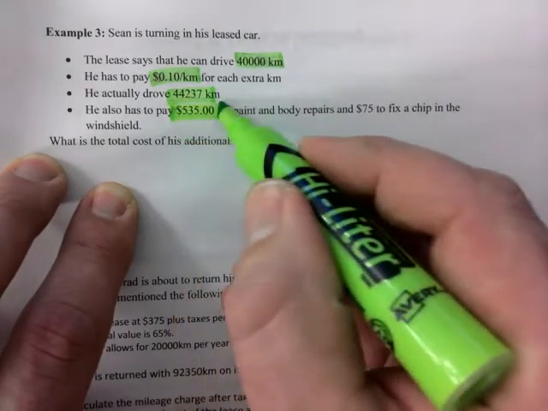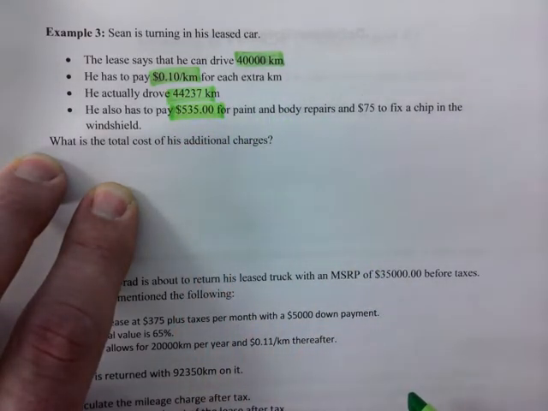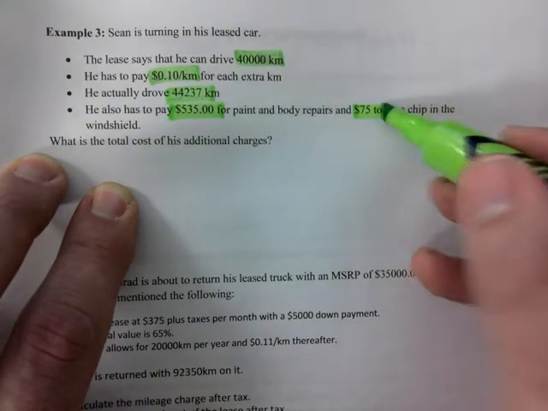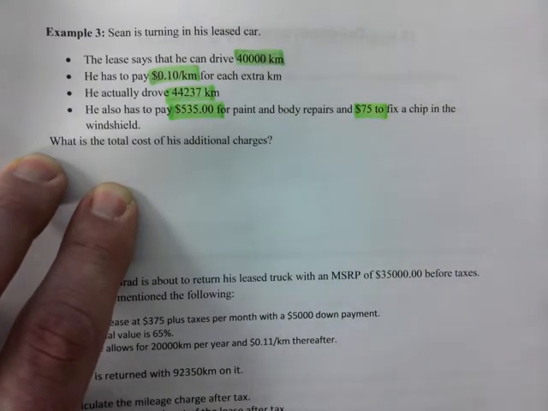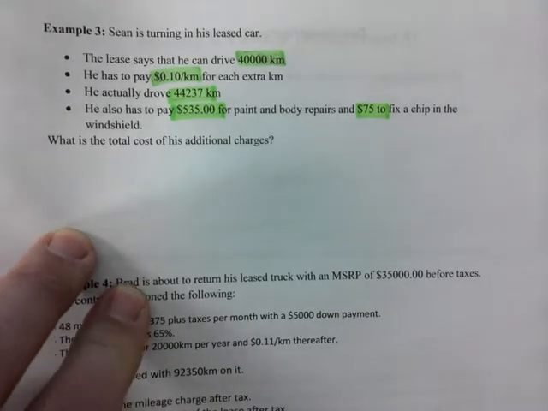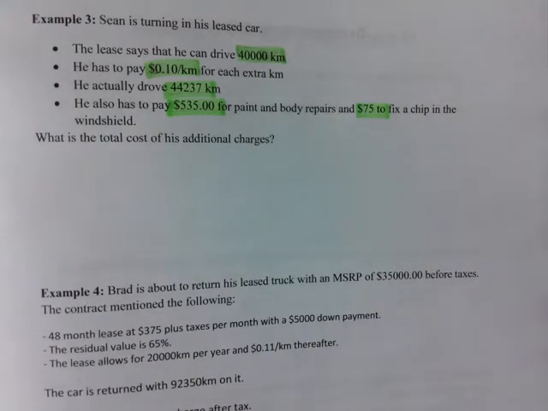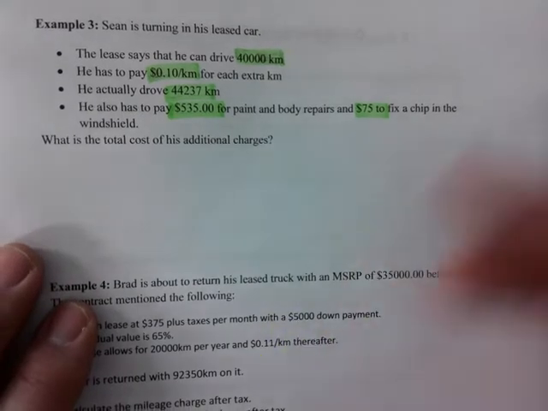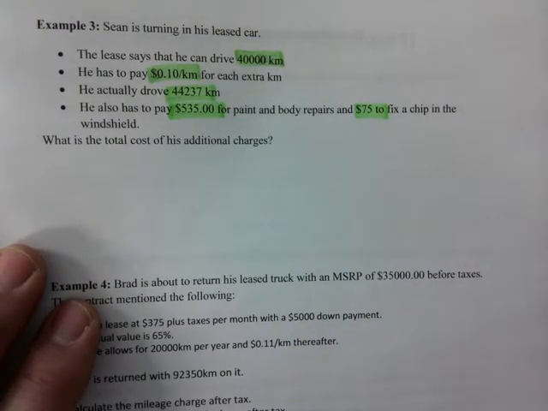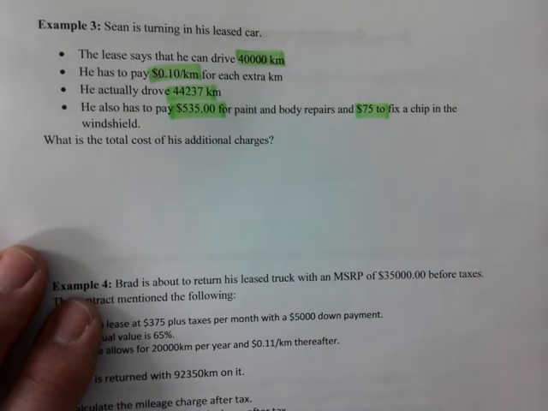He also has to pay $5.35 for paint and body repairs, so maybe some scratches or something, and $75 to fix the chip in the windshield. What's the total cost of his additional charges? So this is only focusing on the additional charges, like the mileage and the repairs that need to be paid when you return it. Nothing with payments, okay? Don't worry about it.